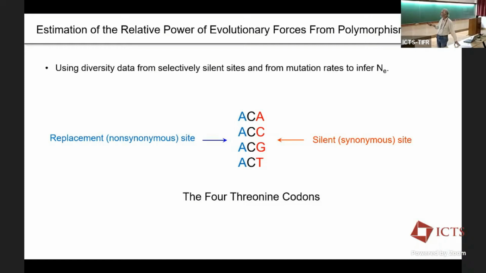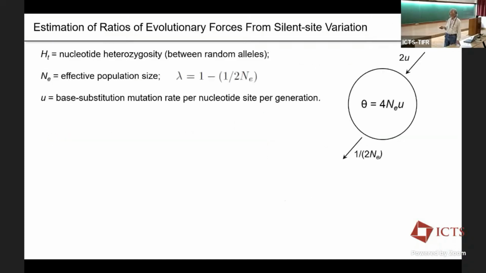And then out here, that would be a replacement site. If you change the A, you no longer have threonine. And we're going to focus on the silent sites right now and try to think about how the information there can be used to estimate the effective population size. And so the way to think about this is that there's some standing level of variation. We'll call it nucleotide heterozygosity. It's the fraction of random pairs of alleles brought together that are different. And there's going to be some effective population size that we're interested in estimating here.